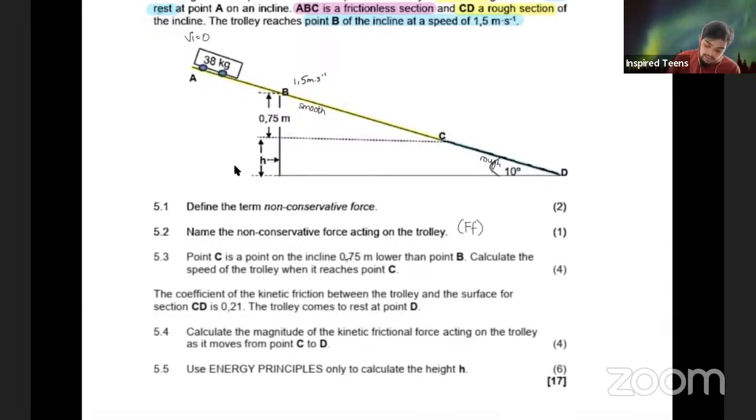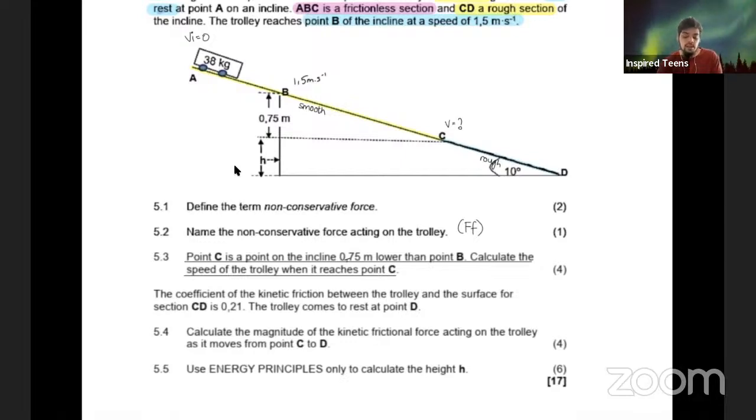Okay, then they say point C is a point on the incline 0.5 meters lower than point B. Okay, so point C is 0.75 meters lower than point B. Calculate the speed of the trolley when it reaches point C. Okay, calculate the speed of the trolley when it reaches here. Okay, so just two things to note. Okay, so we know that the whole of ABC is a frictionless surface.